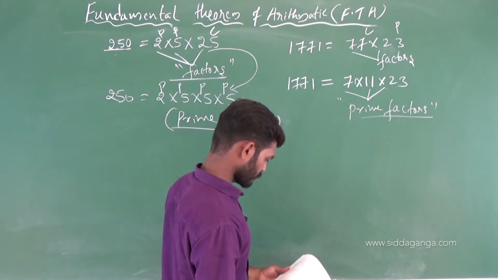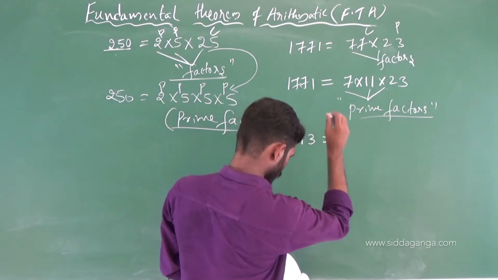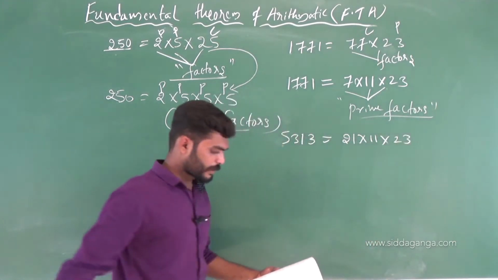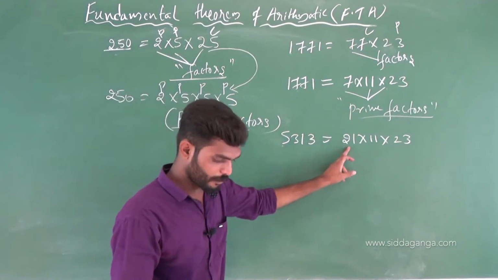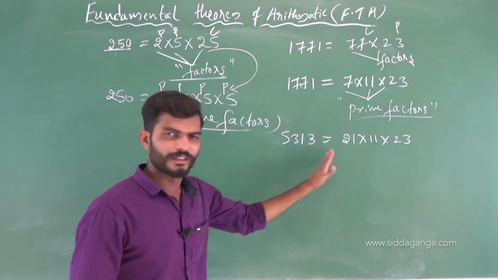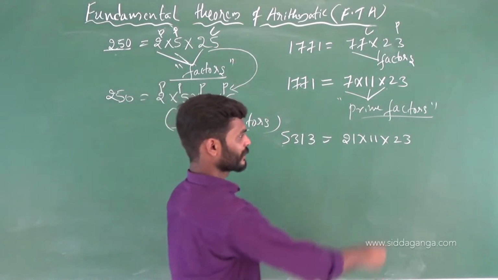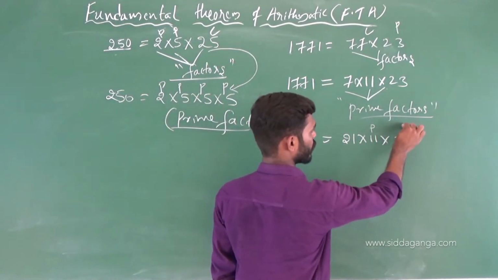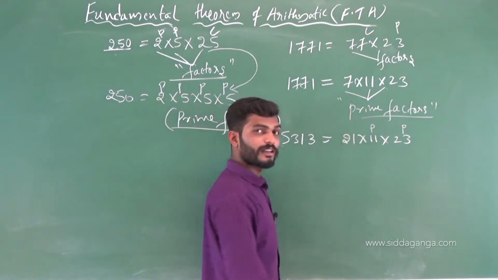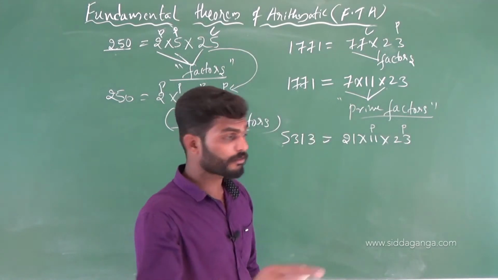What is that? 5313. I can write it as 21, 11, 23. Do the multiplication of these three, that is 21, 11, 23. You get this 5313. Now tell me, are they just factors or are they prime factors? This is a prime number, I know, because they have only 1 and itself as divisors. Here, 21 is not a prime number because along with 1 and 21, 3 can divide 21, 7 can divide 21. Therefore, it is a composite number.